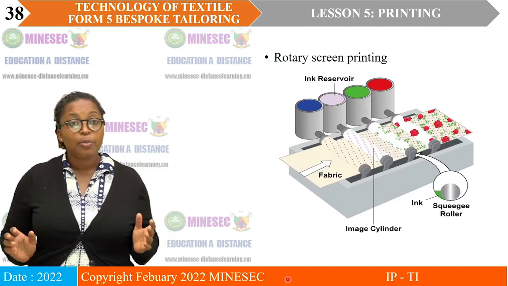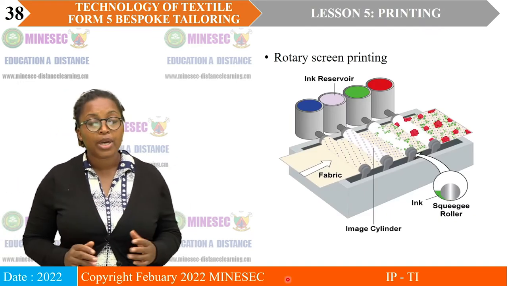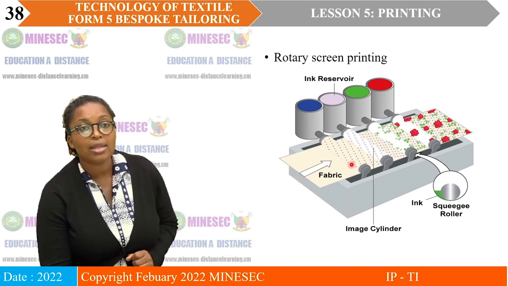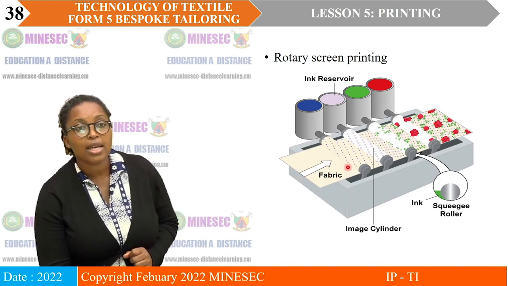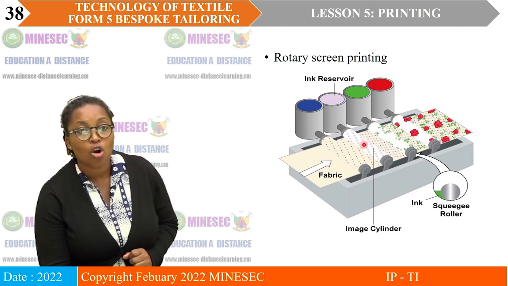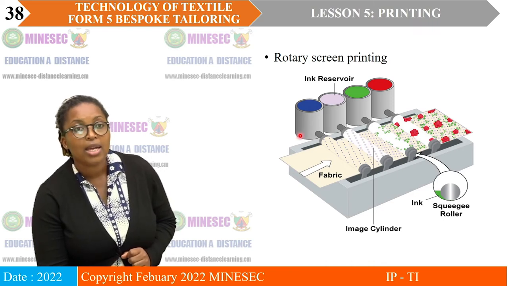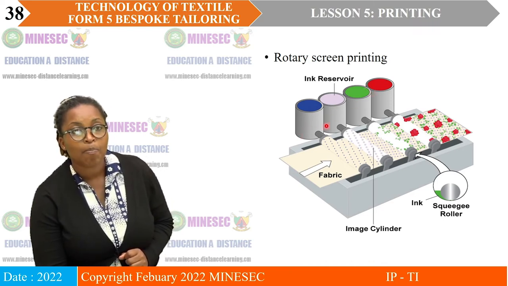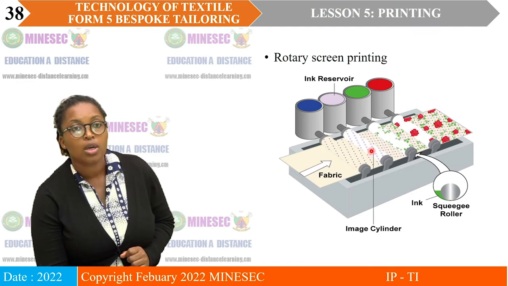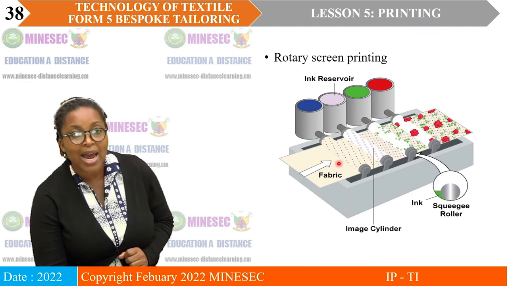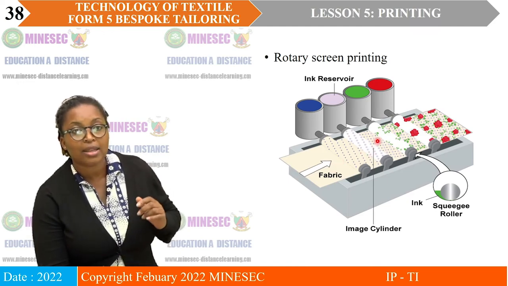The next type of screen printing is the rotary screen printing. This is another type of screen printing. In rotary screen printing, you will see that the designs are engraved in rollers. You see each roller here for each color and each design. These are the inks, and this is your fabric going through. As it passes through, this one applies its own design, then the second one is printed, the third one is printed, and you see the final fabric here.